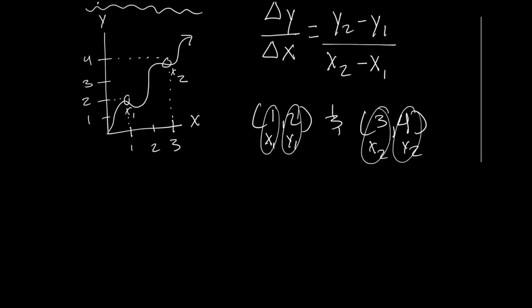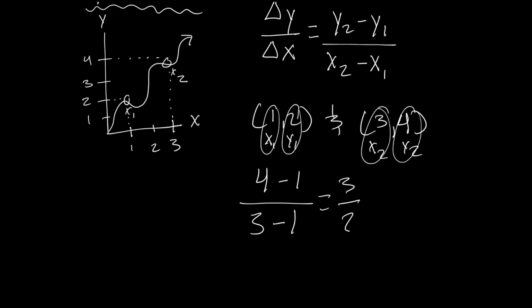So plugging this into our equation above, we would get 4 minus 1 over 3 minus 1 equals 3 over 2. So for this graph between these 2 points, this would be our average rate of change.